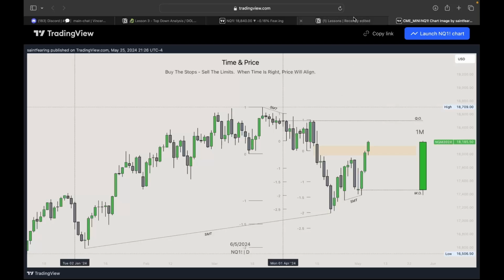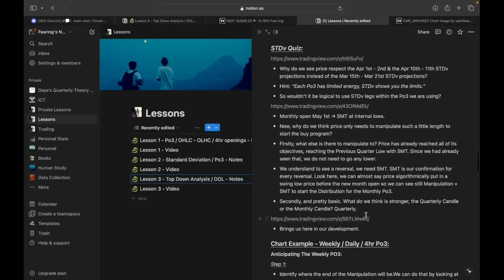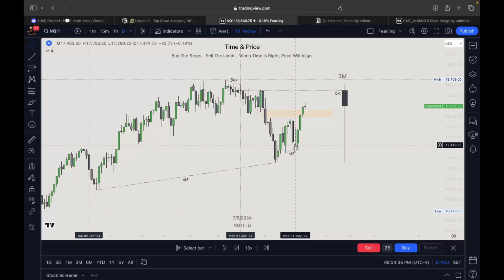But we need to quickly understand, what is SMT? SMT is a confirmation for every single reversal. So if a new power 3 opens, we need SMT to shoot us higher. We can almost say price algorithmically, quote unquote, set up a swing low right before the new monthly open so that we can still have SMT to shoot us higher. Because we already reached all our targets, there's no reason for us to come down here.